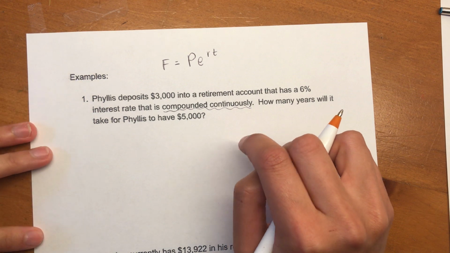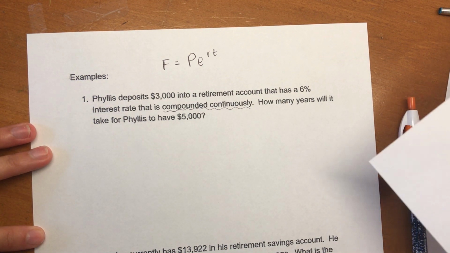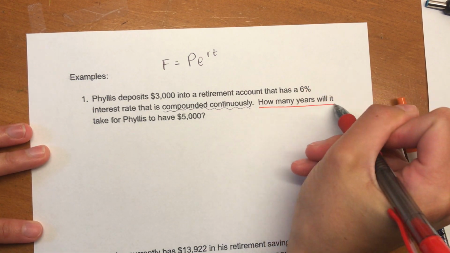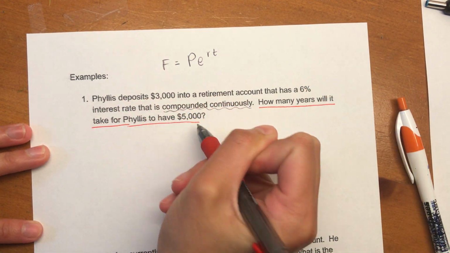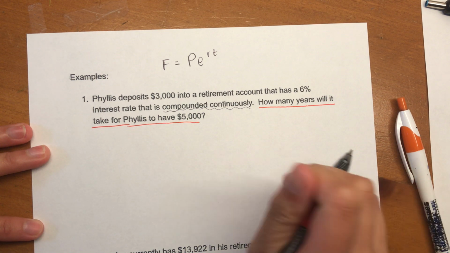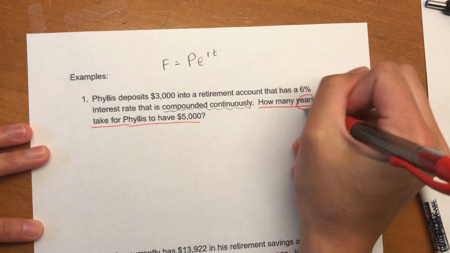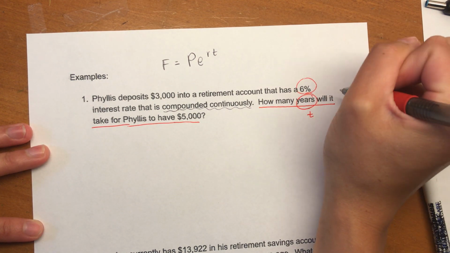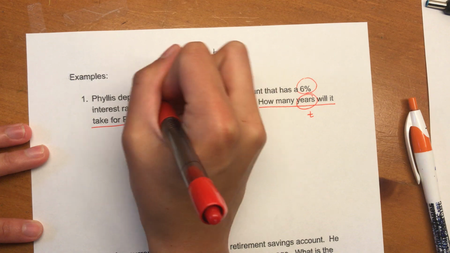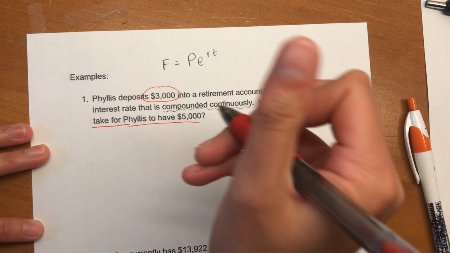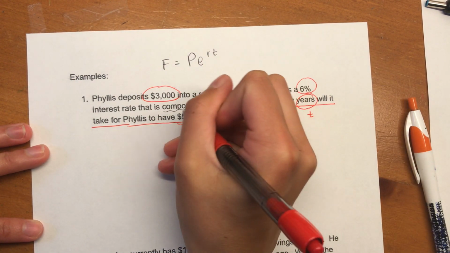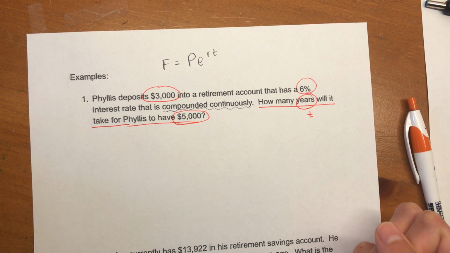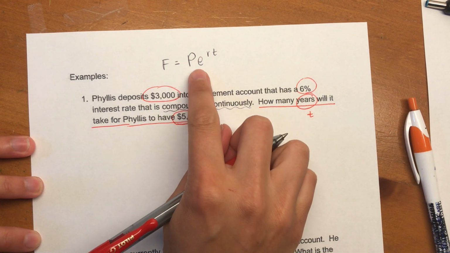So, now I'm going to circle my other values and underline our question. They want to know how many years it will take for Phyllis to have $5,000. If we want to know how many years, that is always going to be our T value. And then I'm going to circle my 6% interest rate, the deposit of $3,000, and we also have this number $5,000.